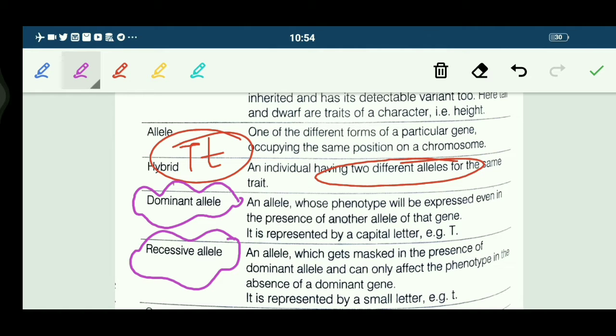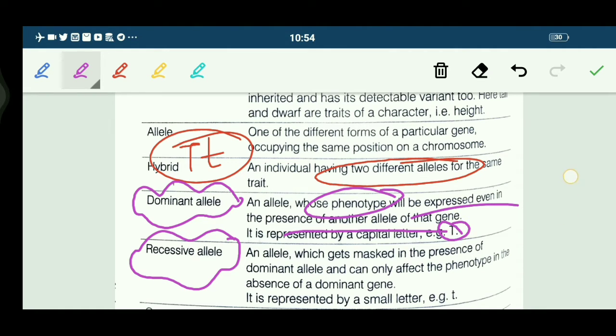An allele whose phenotype will be expressed even in the presence of another allele of that gene, means which is able to express itself. For example, there are two alleles, but despite the presence of that second allele, the one is able to express itself even when the second allele of that gene is present. So, that is what the dominant allele is. Dominant means when something is able to express itself. So, it is represented by the capital letter, that is T.